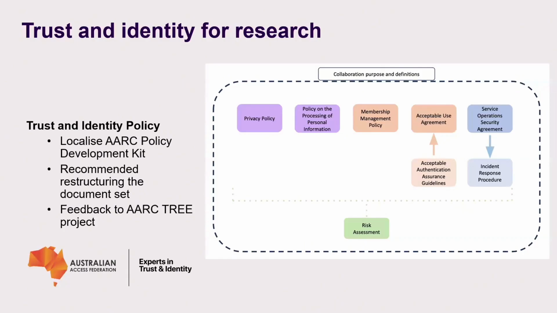So, trust and identity for research. With the localised ARC policy development toolkit, we recommend restructuring and documenting the set and fed back to the ARC tree project. And there's a pretty diagram which I don't really understand, but it's about collaboration purposes and definitions. So it's got privacy policy, policy on processing of personal information, membership management policy, acceptable use agreements, authentication assurance guidelines, service operation security agreements, and incident response procedures. And I expect that incident response procedures will be an extension of the Certify that we're already doing. And underneath all of that is a risk assessment piece. So all of that's being worked on and documented, and will be part of the framework that we're rolling out to our partners in the NCRIS.